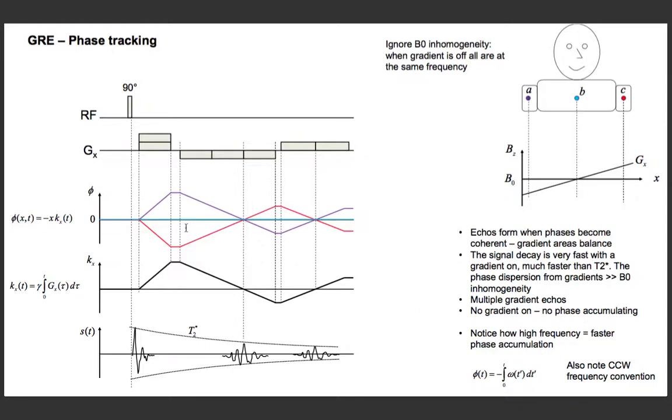So you can do multiple gradient echoes, and this phase tracking is one way of looking at it. One way to think about it too: this plot underneath I'm calling K, and this, by the way, is the K in K-space, which I'll be explaining more as we go along. But K, well, I'll define it later.